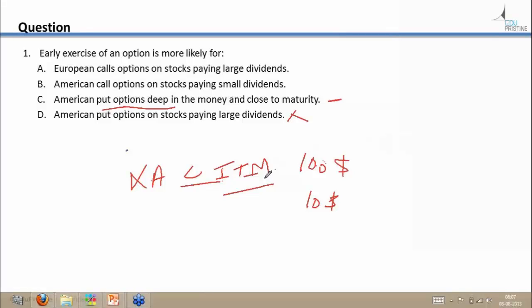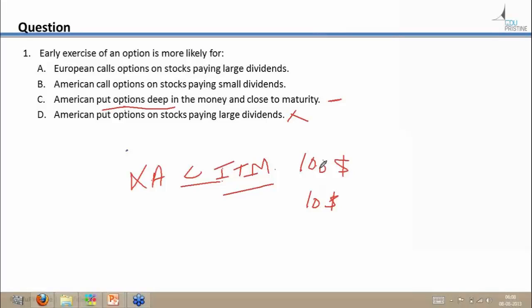Okay, so there's a full theory which we will not get time for today, but in case we meet again, we will discuss why deep in the money call options without dividends are not a good choice for early exercise. It's only the put option that is exercised deep in the money. So if there are no dividends, the condition is that.